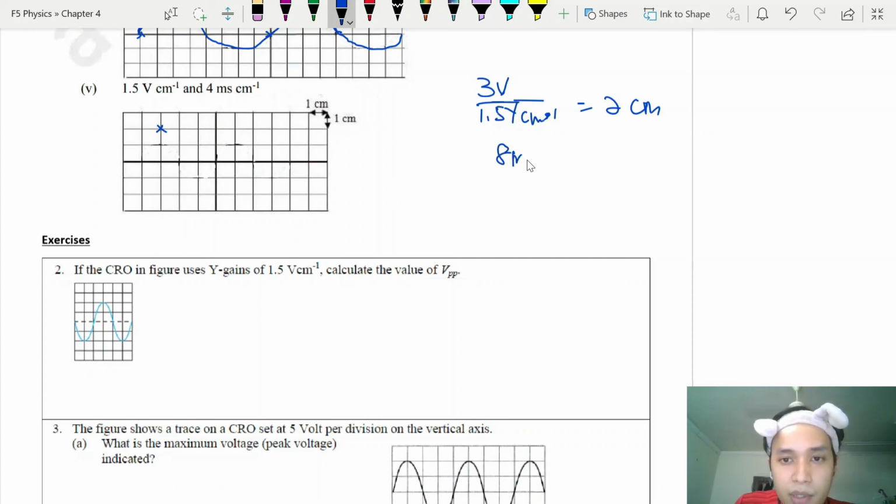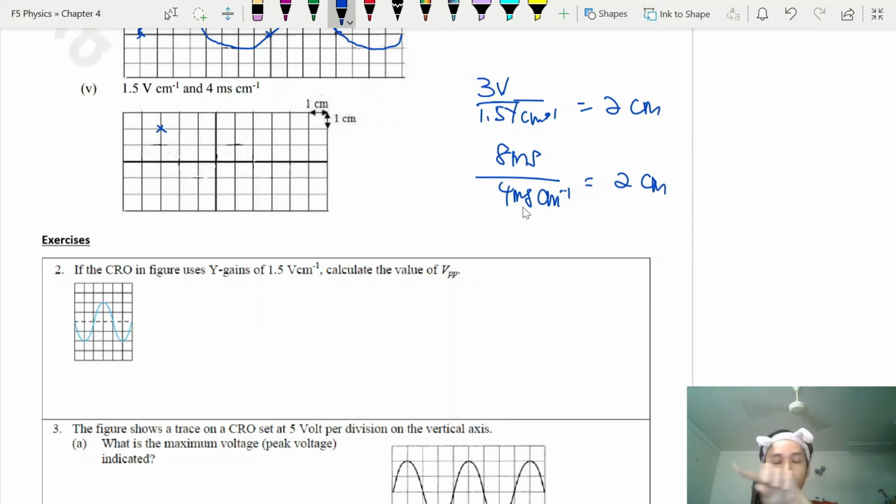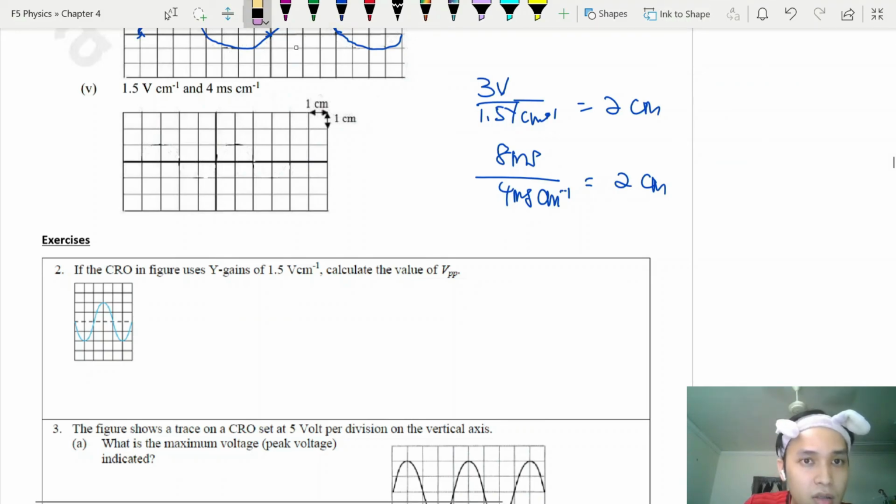Now 4 milliseconds per centimeter. So I take my period 8 divided by 4, so I get 2 centimeters. Meaning one wave is 2 centimeters. So it will be something like this. Let me check. So 2 squares, and then one wave is 2 boxes. So it will be like this, something like this, going up and down.